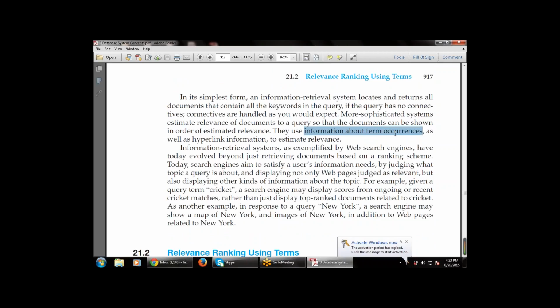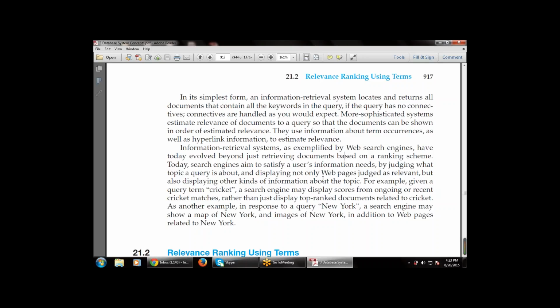They use information about term occurrences as well as hyperlink information to estimate relevance. The information retrieval system is exemplified by the web search engine. Web search engines today involve retrieving documents based on a ranking scheme.